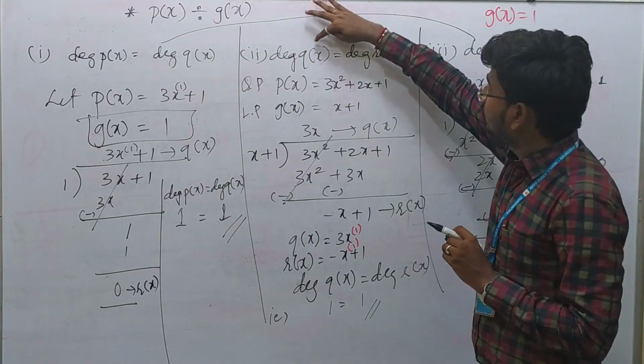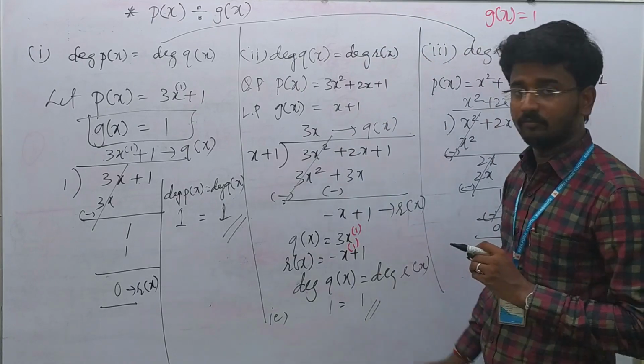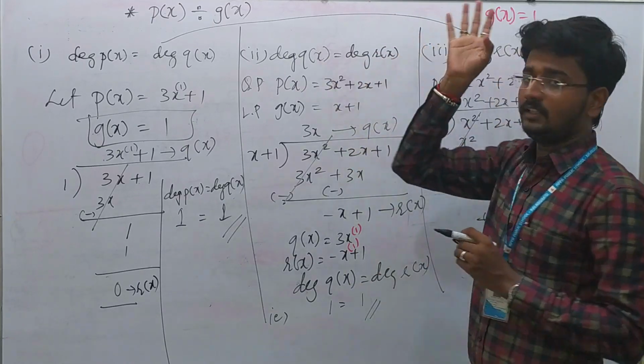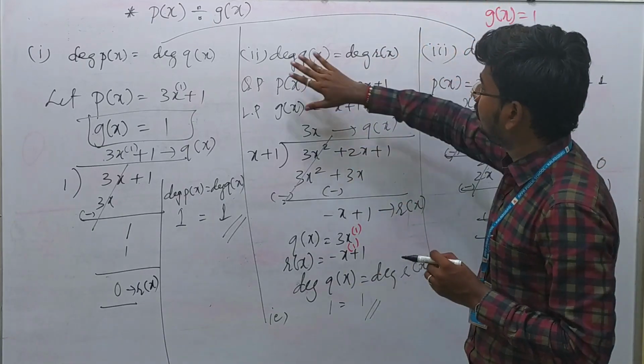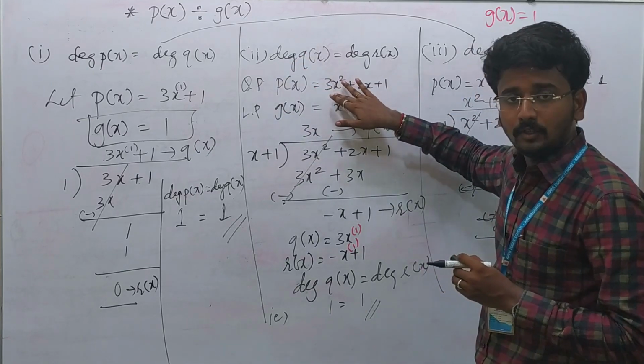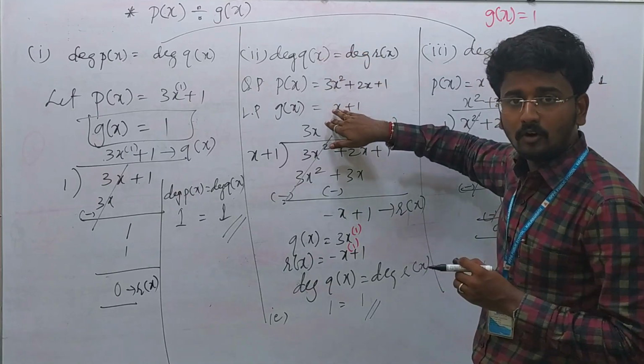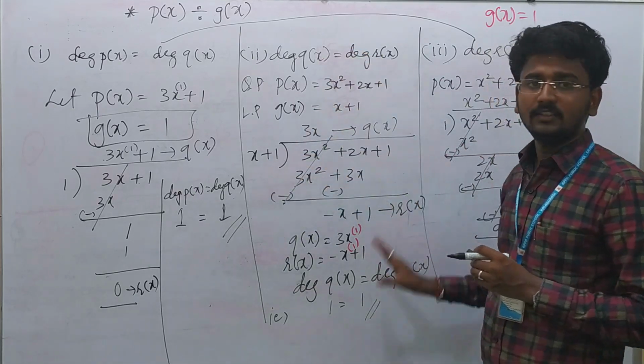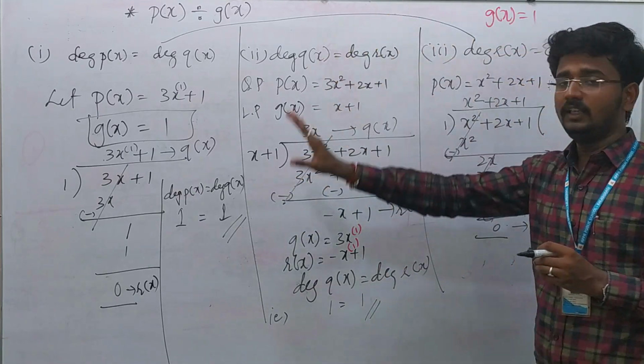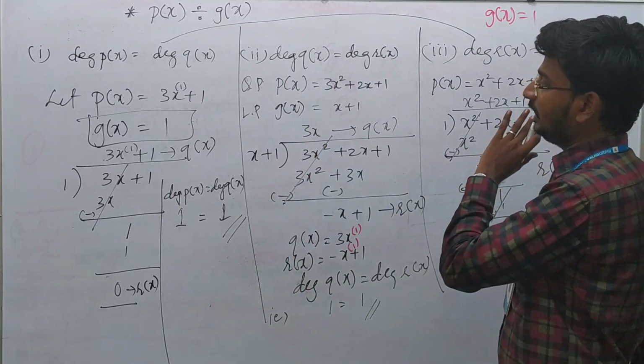Second condition, quotient and remainder degree should be the same. If you want to make the quotient and remainder degree the same, then take a quadratic polynomial and divide it by linear. Take cubic, divide it by quadratic or linear, then you will get your answer. So this is how we solve the problems of this entire chapter.